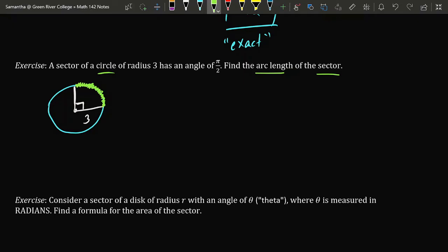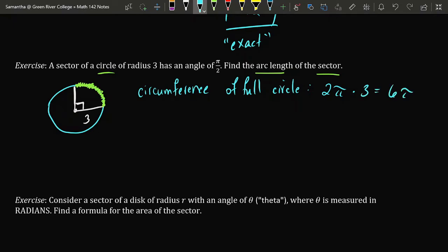Now once again I can say, okay, what would be the length of the outer rim of the entire circle? In this case, because the radius is 3, the circumference of the full circle would be equal to 2 times pi times the radius, which simplifies to 6 times pi. But I don't have the full circle, I only have a fraction of the full circle.